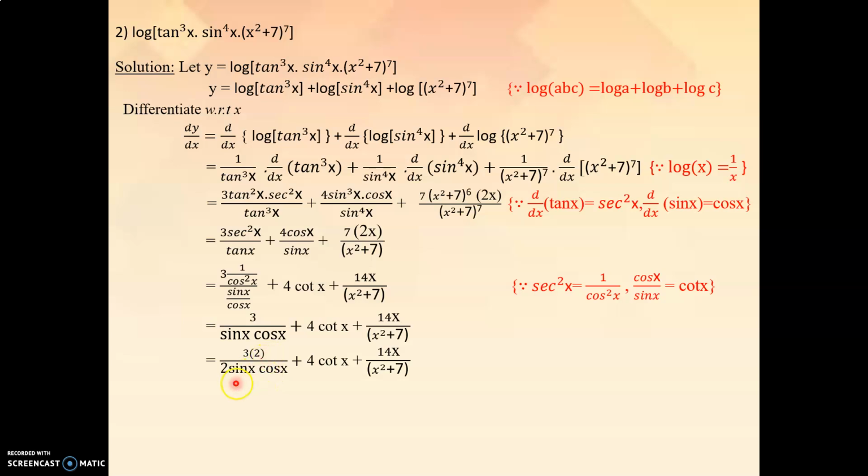So 3 twos are 6 upon 2 sin x cos x. And the formula for this is 2 sin x cos x is sin 2x. So 6 upon sin 2x plus 4 cot x plus 14x upon x square plus 7. And you can write 1 upon sin 2x as cosec 2x. So 6 cosec 2x plus 4 cot x plus 14x upon x square plus 7. This is the final answer.